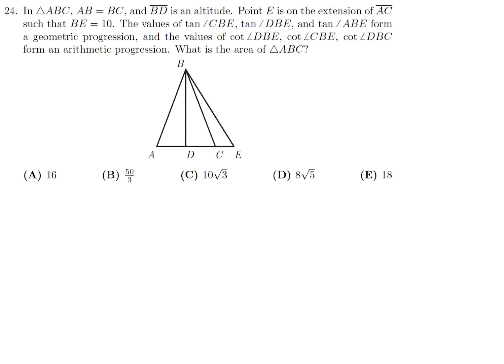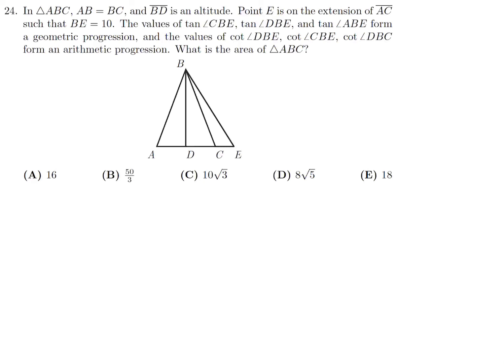In triangle ABC, AB is equal to BC and BD is an altitude. Point E is on the extension of AC such that BE is equal to 10. The values of tan CBE, tan DBE, and tan ABE form a geometric progression, and the values of cotangent DBE, cotangent CBE, cotangent DBC form an arithmetic progression. What is the area of ABC?